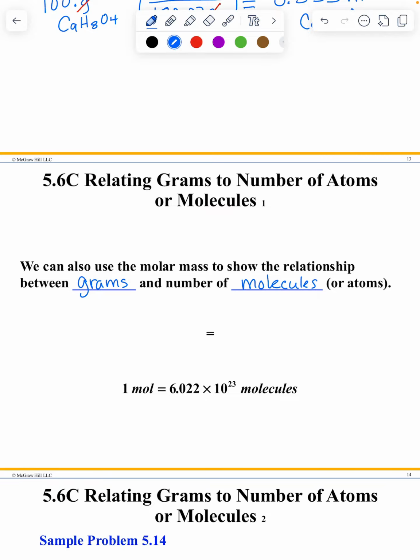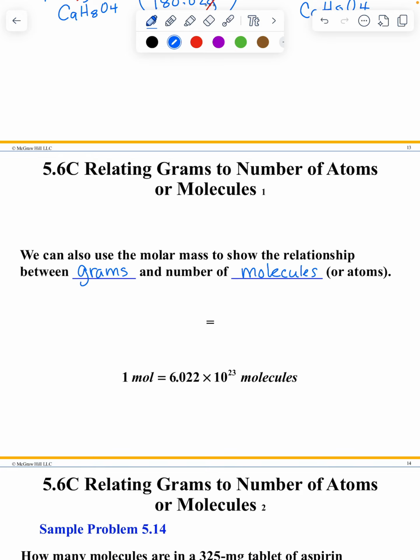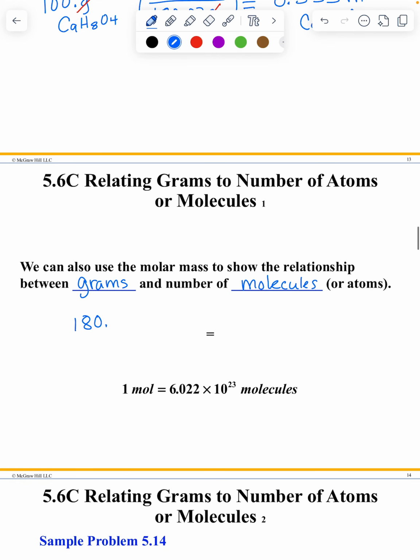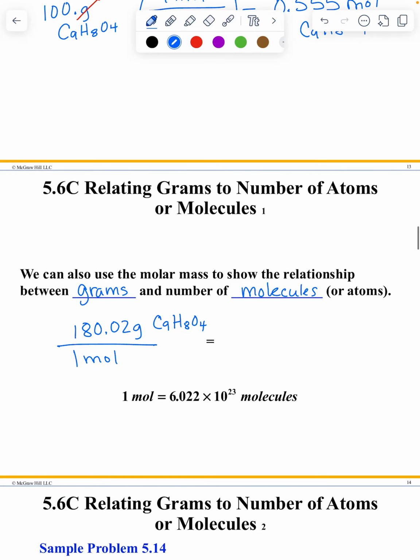So here we can see, we know the molar mass was 180.02 grams, and that was equal to 1 mole, and this was our aspirin, C9H8O4. This is also equal to 180.02 grams of C9H8O4 in Avogadro's number of molecules.